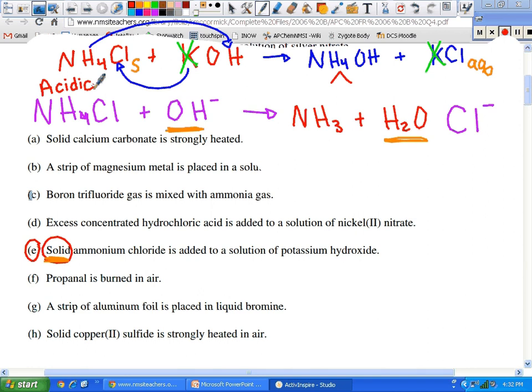This one is really weird because it's propanol. I'll give you the formula for propanol if you want to see if you can do it. Oh, it's a combustion reaction. What does burned in air mean? In oxygen, burned in air. All combustion reactions produce CO2 and water. So propanol, again, you probably wouldn't know this.